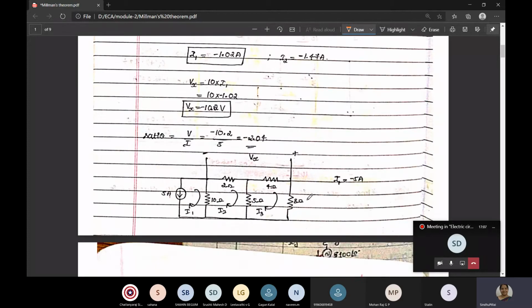Next we have to interchange the position of current and voltage. The current was in this direction, 5 amps, in the left direction, so it is brought down here. The current source is kept here and the voltage is brought here, plus and minus. You have to know how to interchange it.